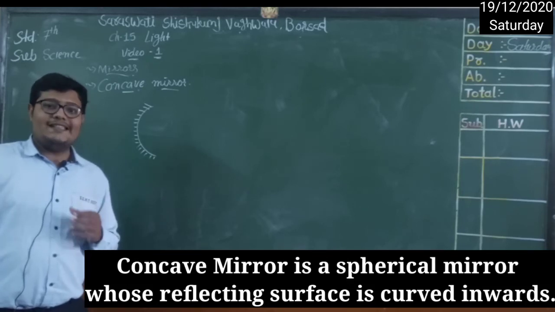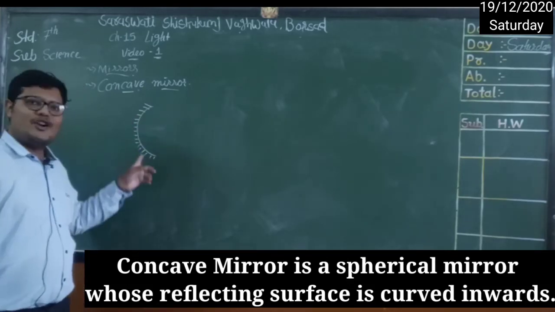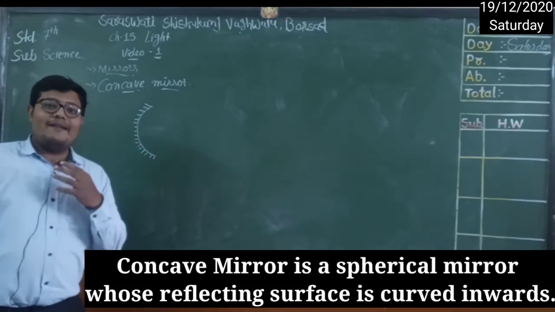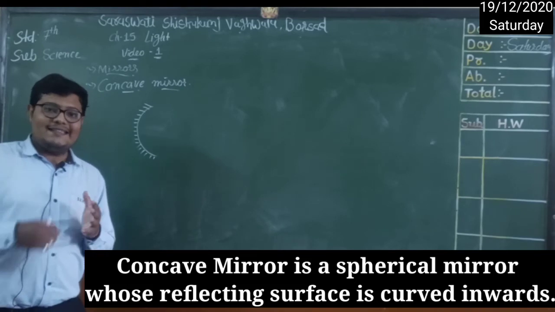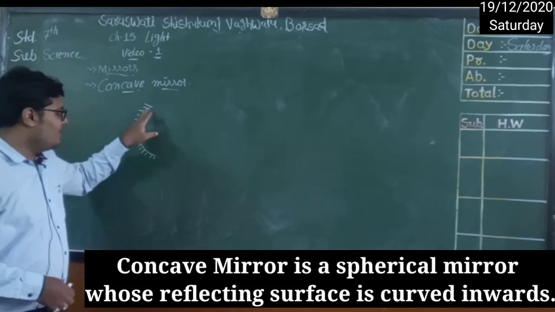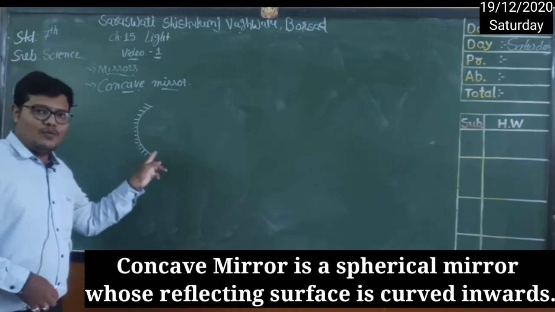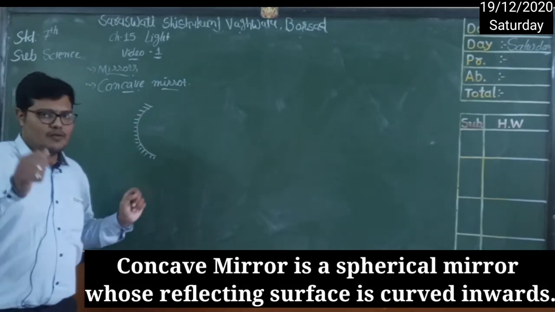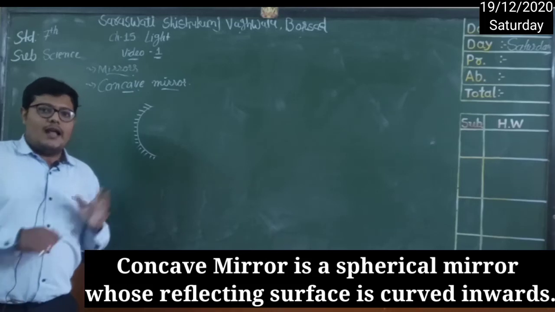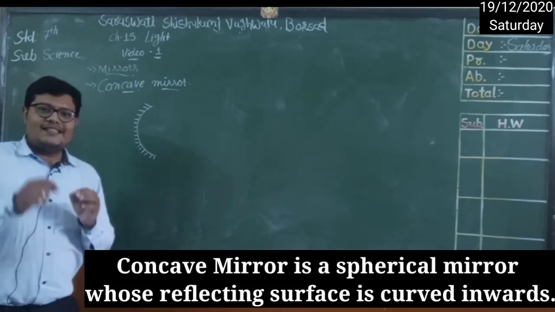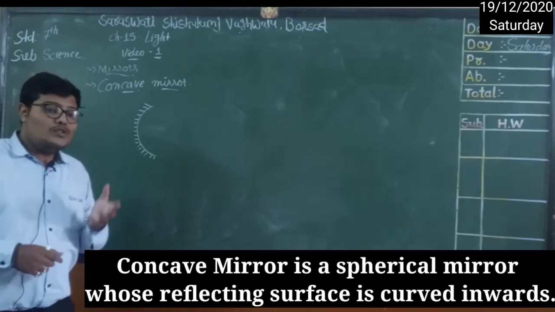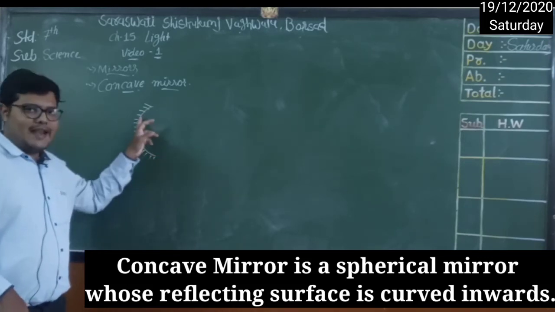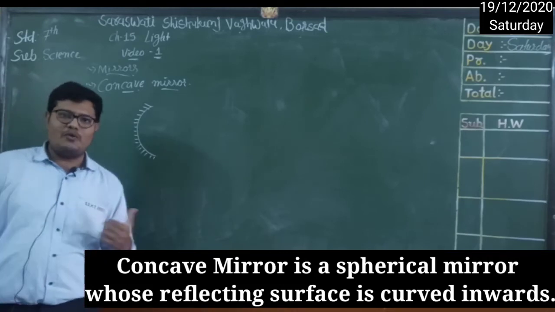Concave mirror is a spherical mirror. It's a part of a sphere, we can say. So it's a spherical mirror whose reflecting surface is curved inwards. Once again, a concave mirror is a spherical mirror whose reflecting surface is curved inwards, right? So this was the definition.